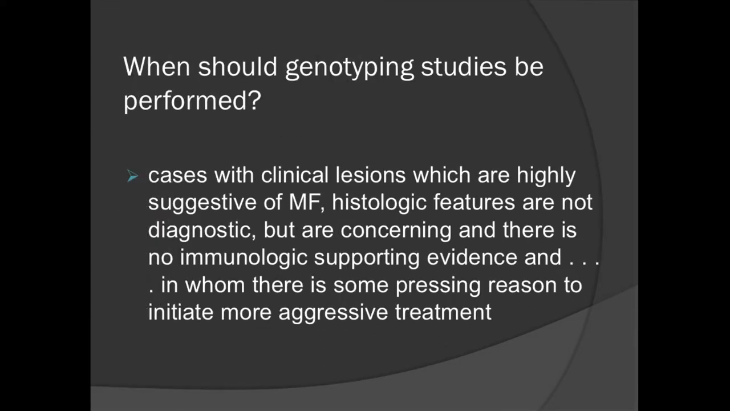So, I am a total nihilist, I guess, as I get old. But it's kind of interesting. Everybody always wants to do gene rearrangement studies. It's like, okay, what are you going to do with this thing if it turns out to be positive? And I have a very high bar in that if the lesions are very suspicious, the histology is suspicious, but you can't pull the trigger. And you're thinking, if I had one more piece of data, I would make a diagnosis of MF. And there's some incredible reason why you need to treat the patient now. Then we should do gene rearrangement studies.